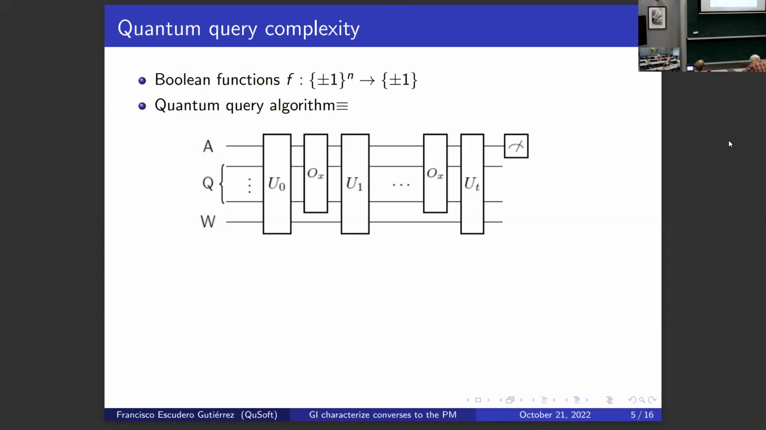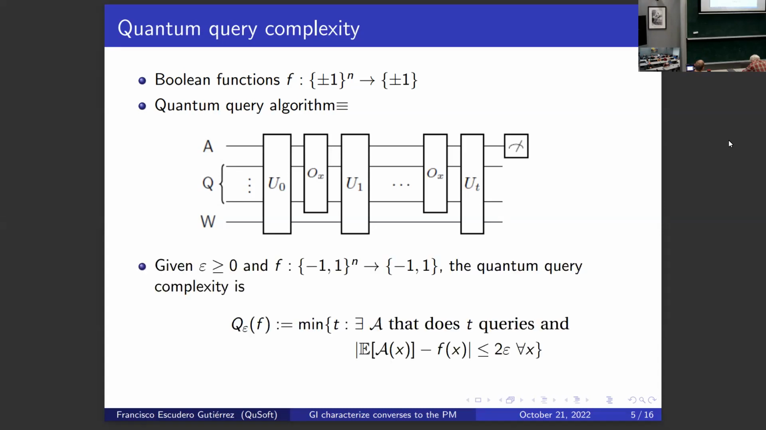So now we are ready to define quantum query complexity. Given a Boolean function and non-negative epsilon, the epsilon-approximate quantum query complexity of the Boolean function is the minimum number of queries that we have to make in order to approximate the Boolean function up to an error 2 epsilon. And the 2 is there for historical reasons.